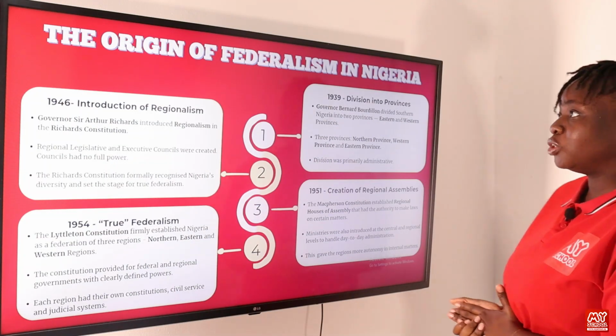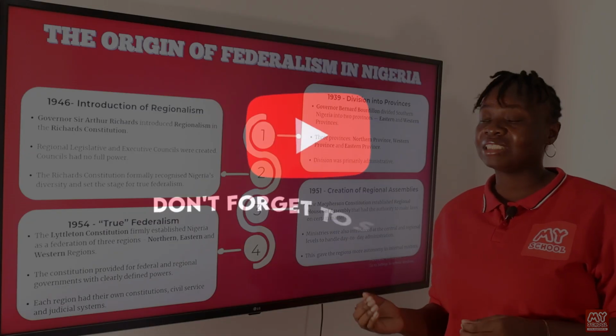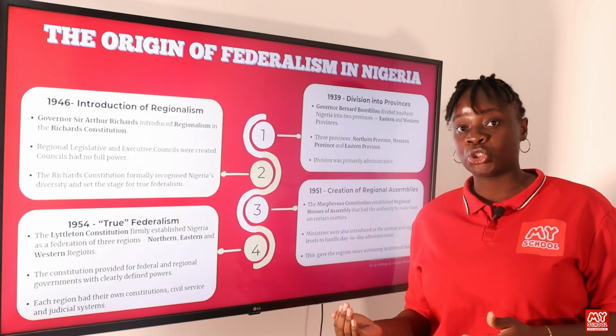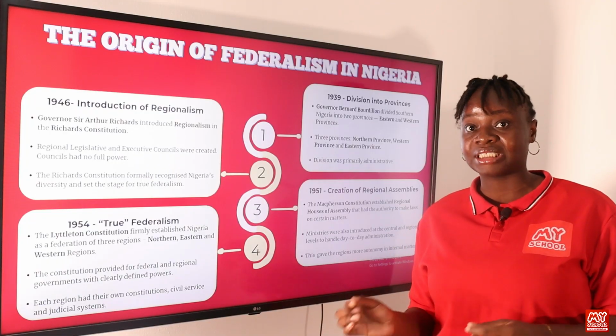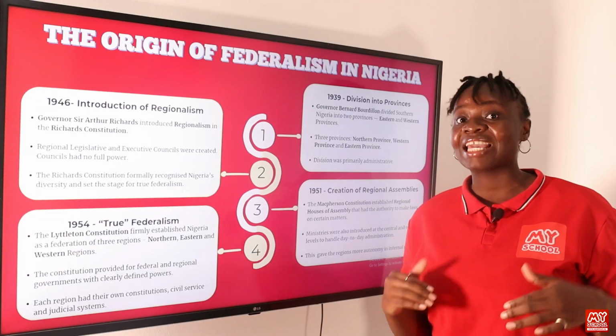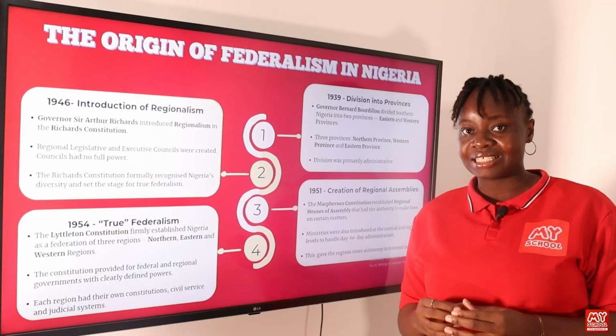Now we're going to discuss the origin of federalism in Nigeria. How did this system of federalism come about in our society? We understand that Nigeria originated from the amalgamation of the Northern and Southern Protectorates by Frederick Lord Lugard in 1914. So that is when Nigeria came into being. At that stage, Nigeria became a unified entity.